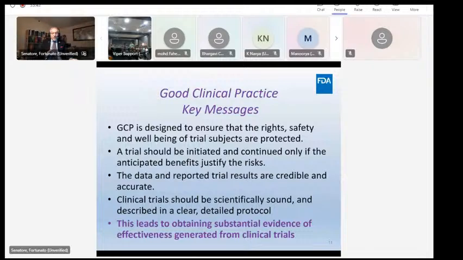So in summary, the key messages for good clinical practice based on ICH E6 is that every trial is designed to ensure the rights, safety, and well-being of trial subjects and making sure that they are protected. A trial should be initiated and continued only if the anticipated benefits justify the risks. The data and reported trial results should be credible and accurate. Clinical trials should be scientifically sound and described in a clear, detailed protocol. So this leads to obtaining substantial evidence of effectiveness generated from the clinical trials.